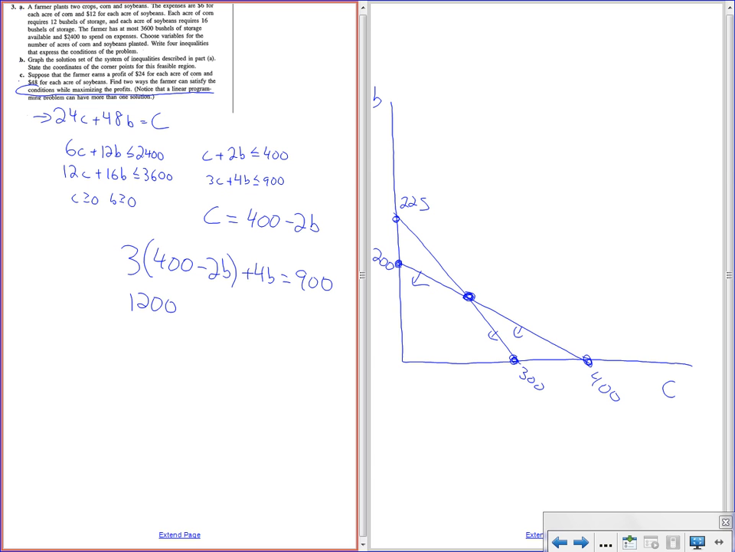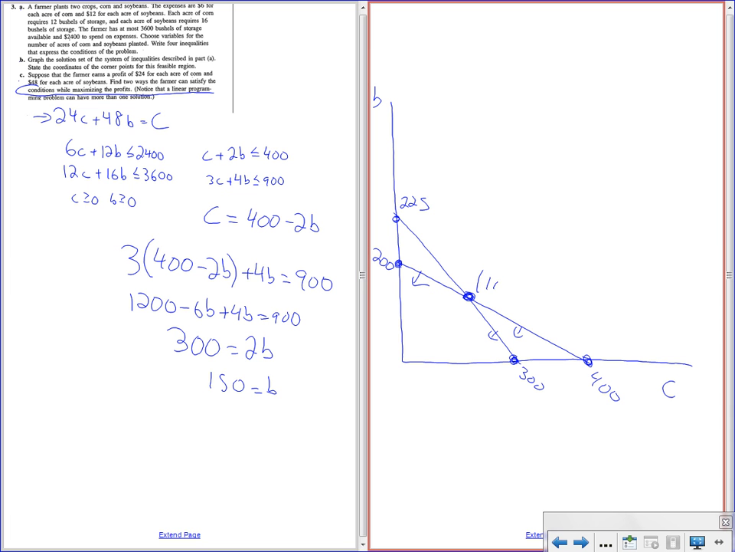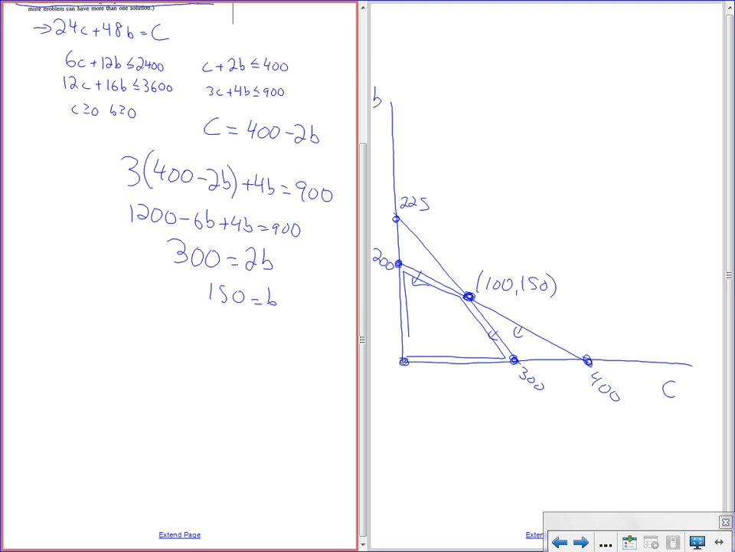So 1200 - 6B + 4B = 900. Bring this over, I get 300 = 2B, so 150 of beans, which leaves us 150 times 2 is 300. 400 minus 300 is 100. So we have our 4 points to check in our cost.